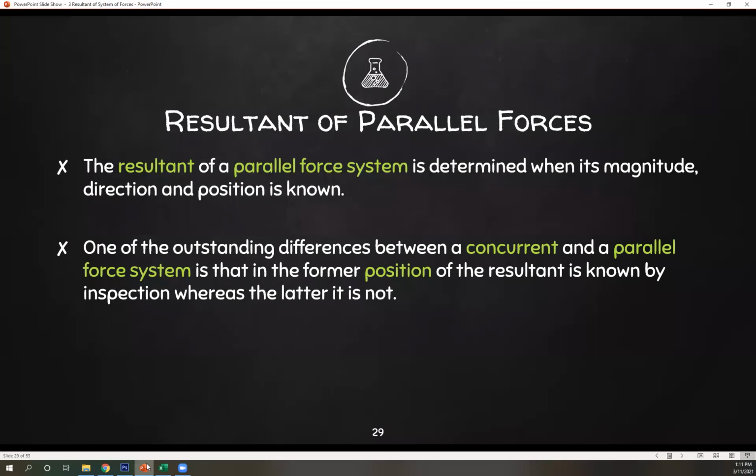Header. Well, anyway, that's the next topic, resultant of parallel forces. So we're done with concurrent, now parallel. So the resultant of a parallel force system is determined when its magnitude, direction, and position is known. One of the outstanding differences between a concurrent and parallel force system is that in the former, position of the resultant is known by inspection, whereas the latter is not.